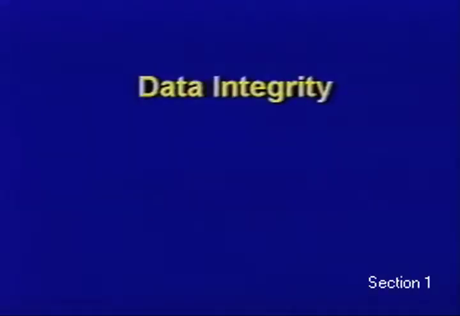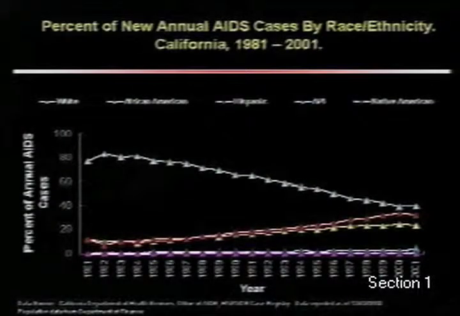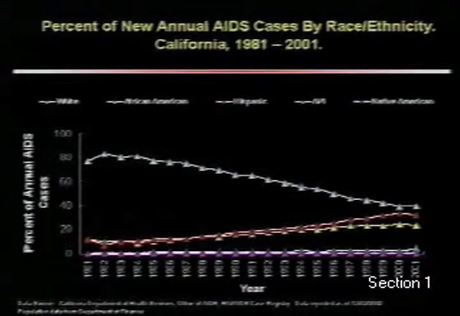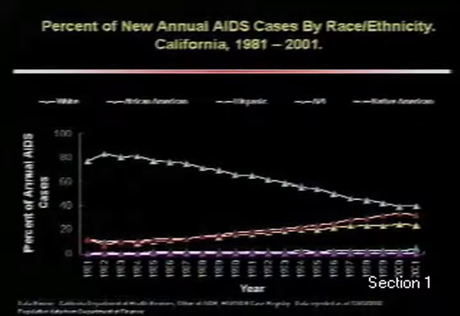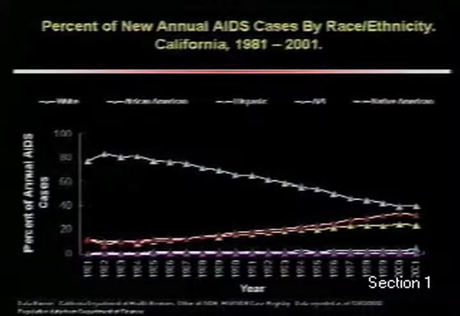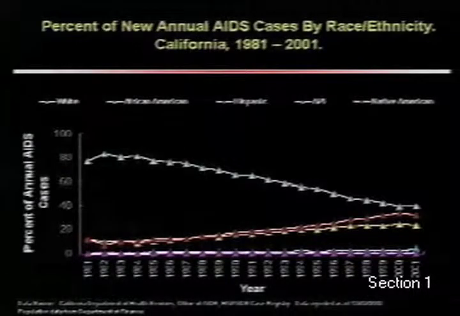Data integrity is a very important aspect of visual display, and it's the notion that the data are presented honestly and clearly. This is a visual display that some of my good friends and colleagues at the California Office of AIDS have used in some presentations they've given. I want to draw your attention to the line that is noted with the red triangles. That line is showing the proportion of cases in each year that are Hispanic. In other words, among all AIDS cases each year, what proportion of those cases are Hispanic?